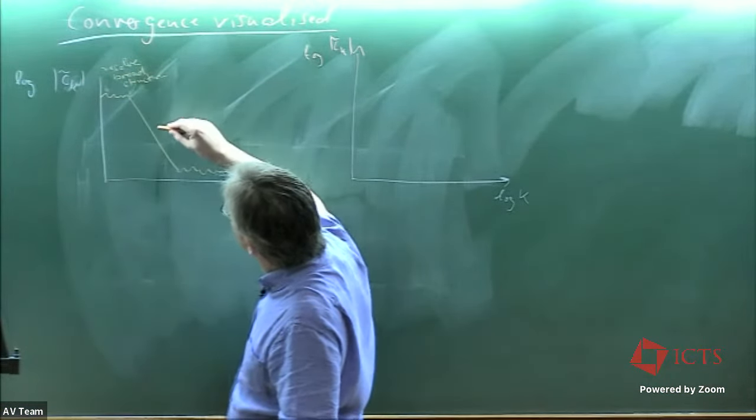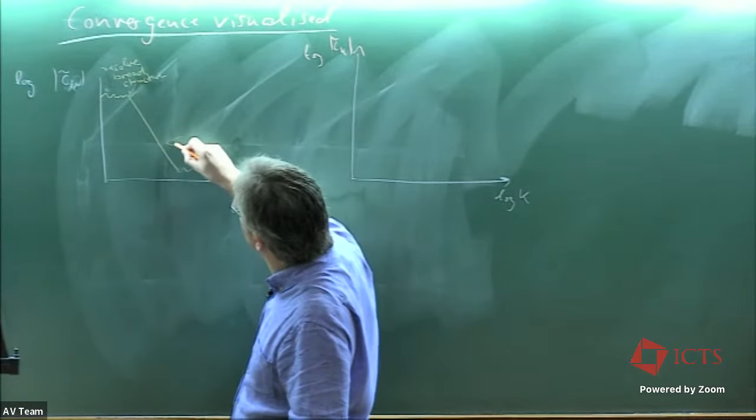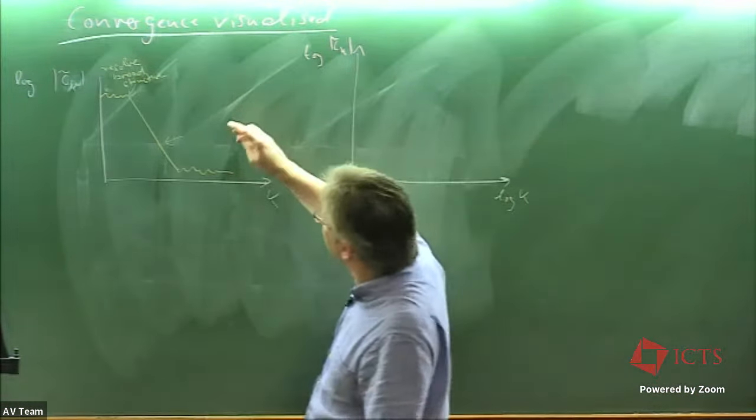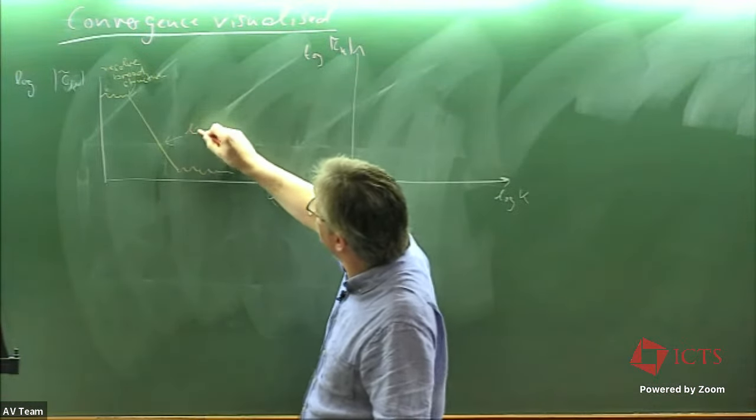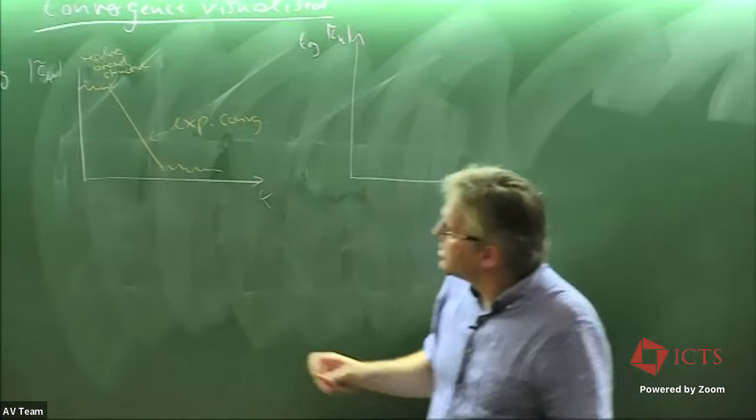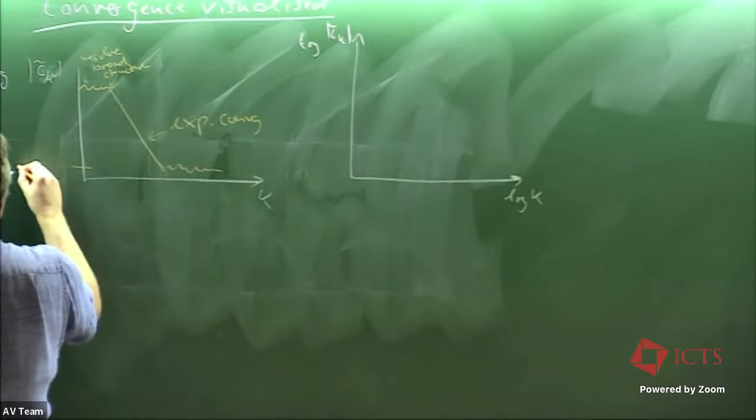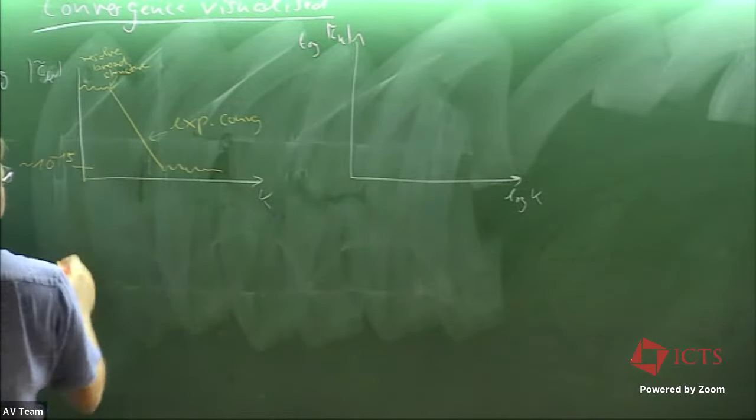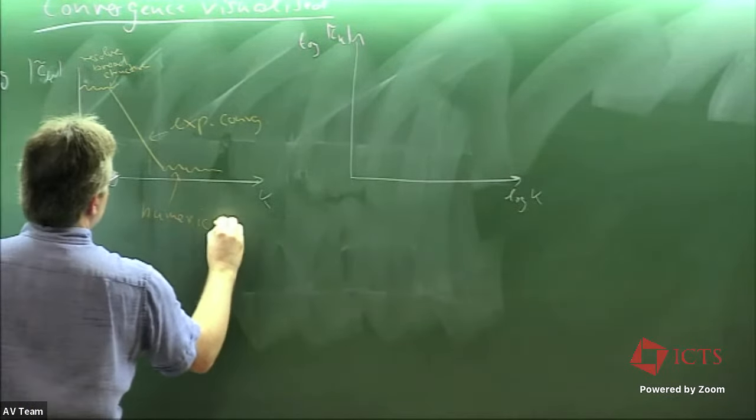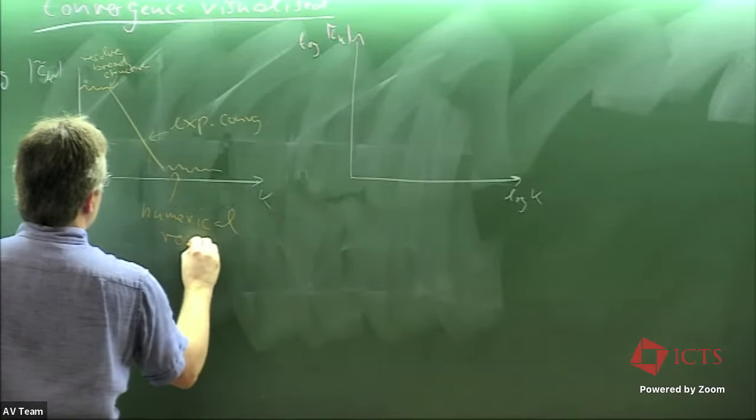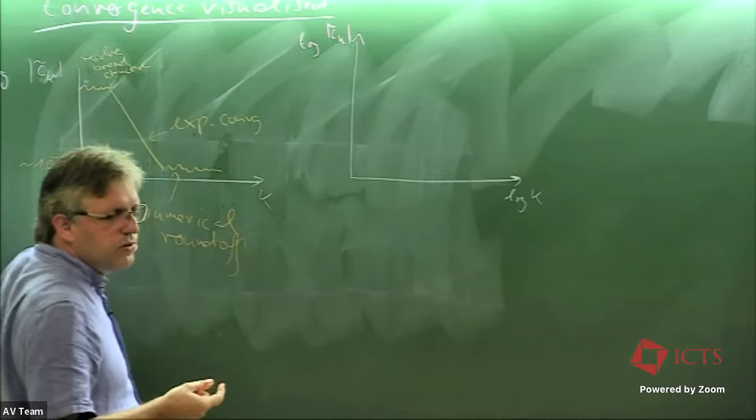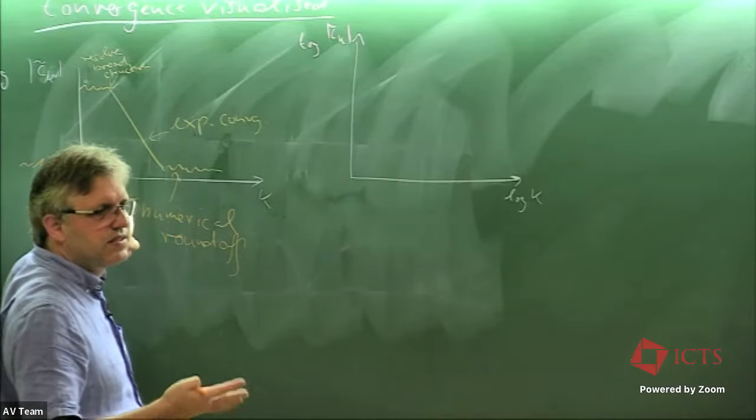Then we have our nice long exponential convergence. And then ultimately, down here at around 10 to the minus 15, 10 to the minus 16, we are running into the numerical round off. So the simple fact that computers only represent numbers up to about 16 significant digits.